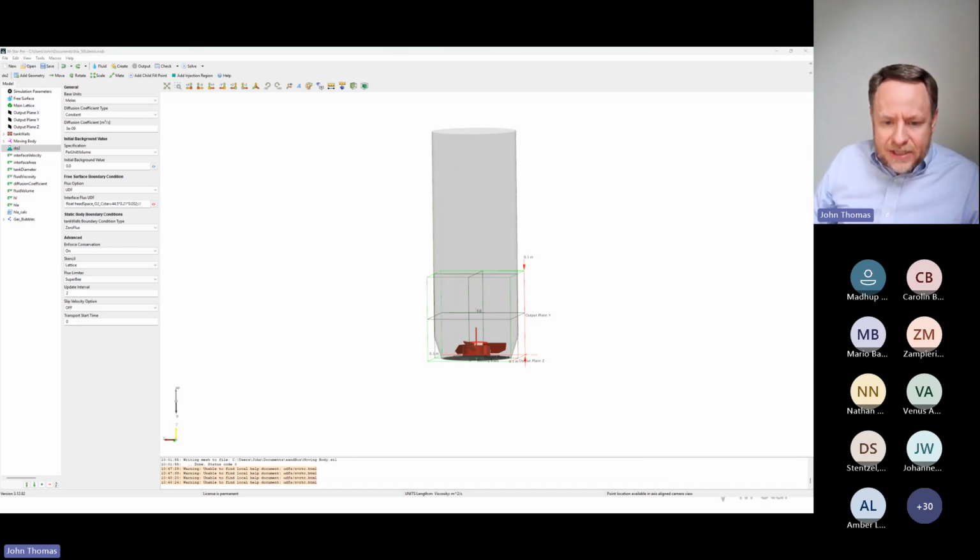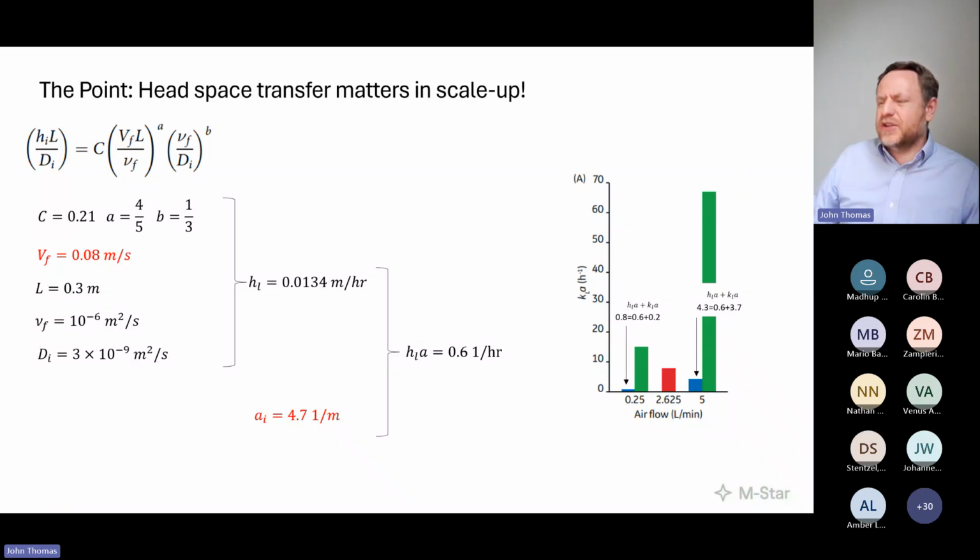Okay, let me go back to these slides here to carry on. Sorry for jumping around. I know these presentations can be nonlinear, but hopefully they're interesting.